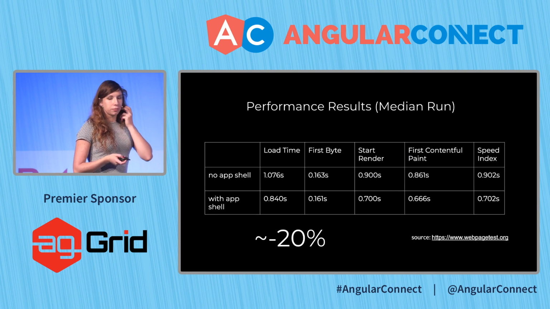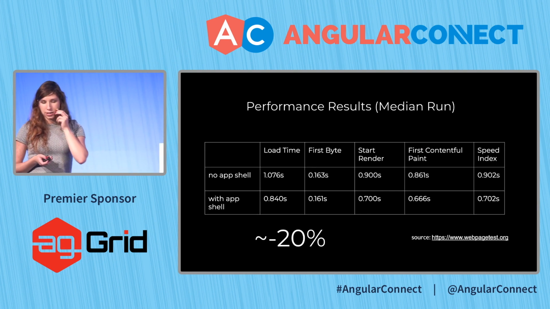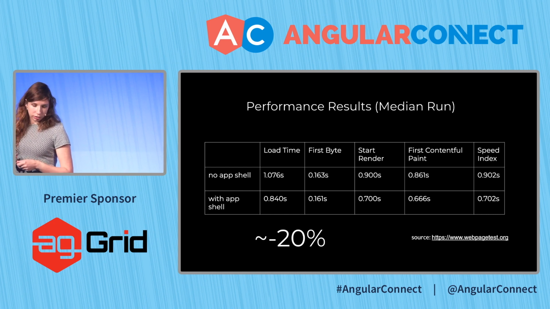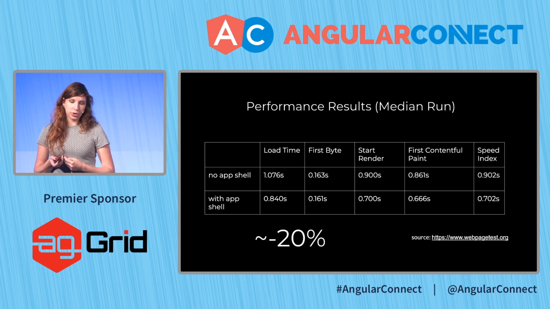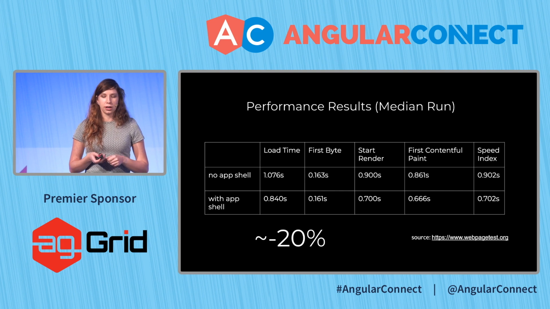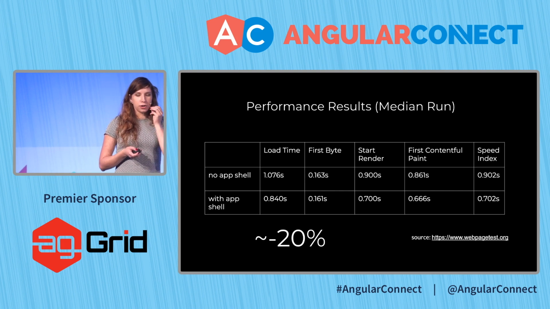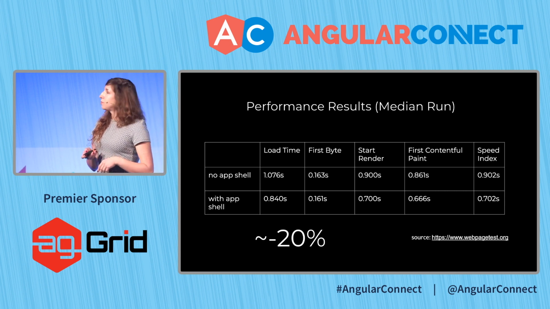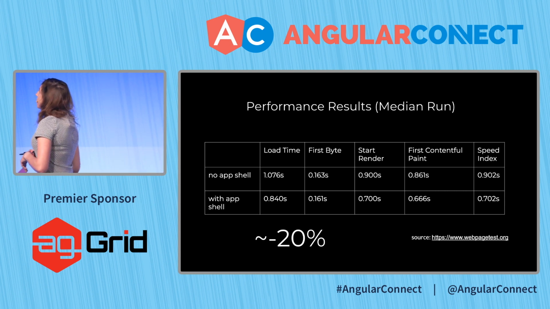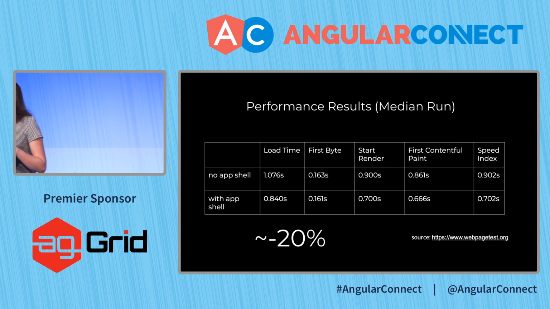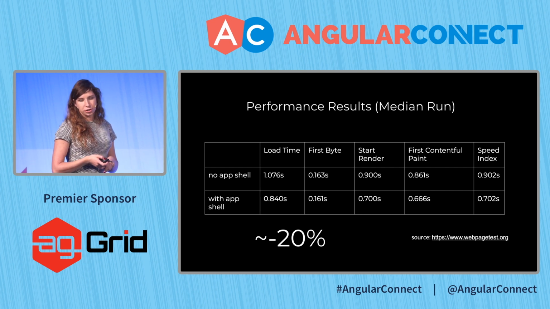And here you can see performance test results. Can you see these 5 metrics? This is load time, first byte, start render, first contentful paint, speed index, and the value for this test. So as you can see, for each of these metrics, the difference between the values was over 20%. So this is what you can achieve with the app shell model.